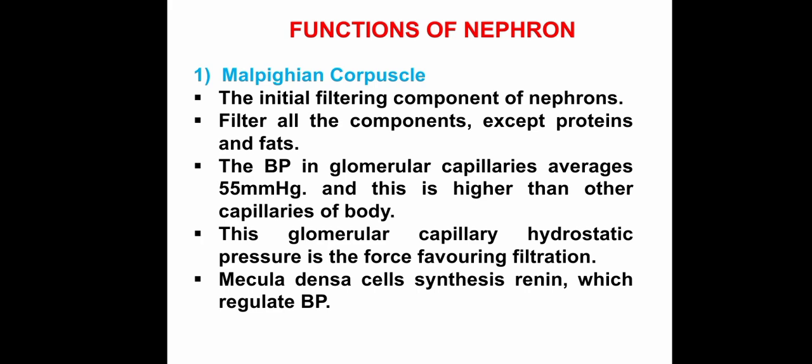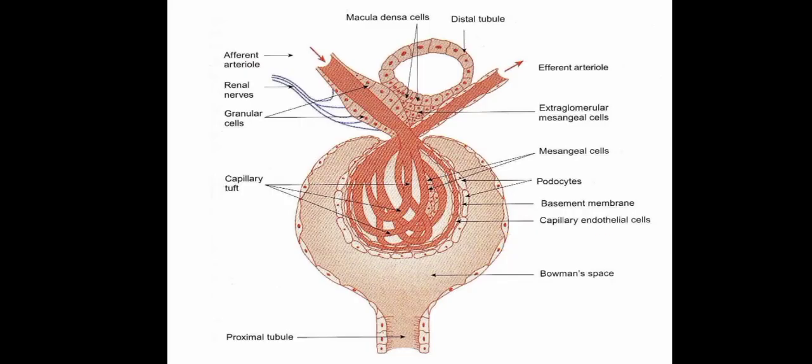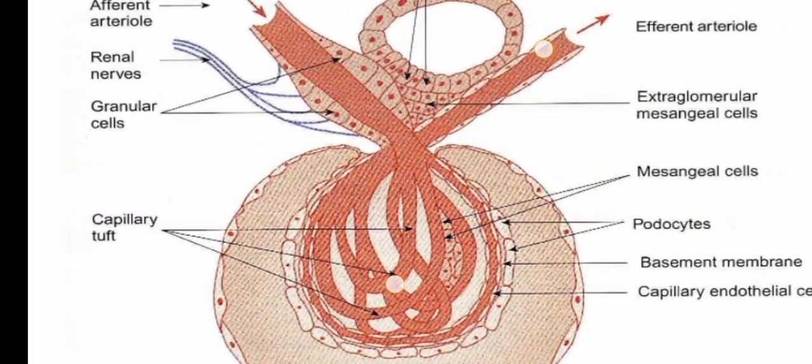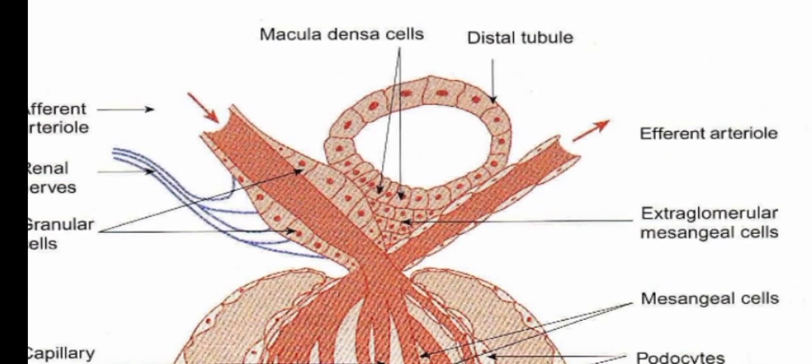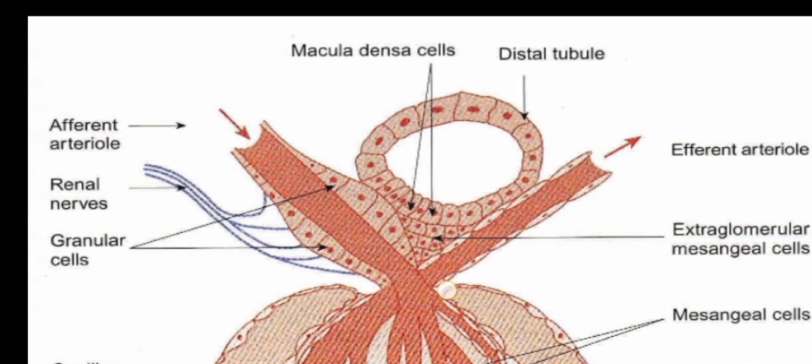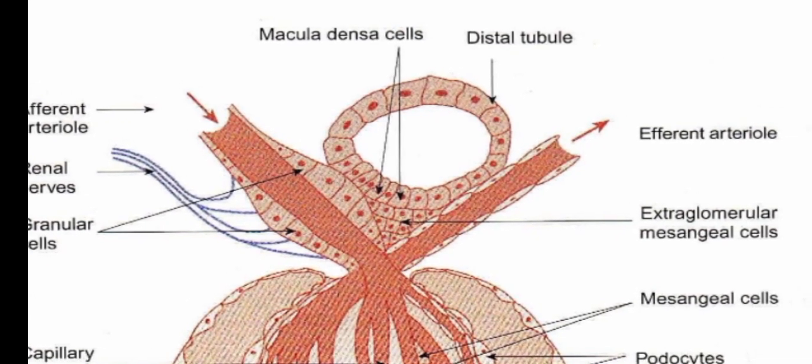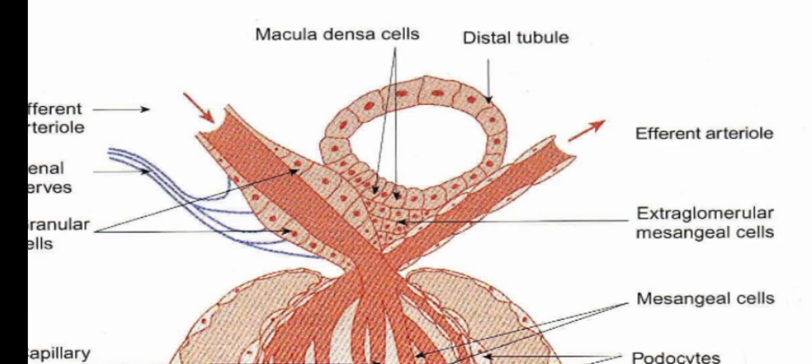Now macula densa cells synthesize renin, which regulates the blood pressure. This is the function of the JG apparatus. See, this is the JG apparatus, and the macula densa cells are present there. Can you find the macula densa cells? See, these are the macula densa cells. Just look at the top one. These are the macula densa cells which are present in the JG apparatus, the juxtaglomerular apparatus, with the afferent arteriole, efferent arteriole, distal convoluted tubule, and the cells which form the macula densa.